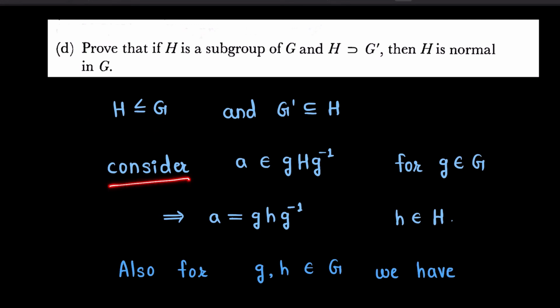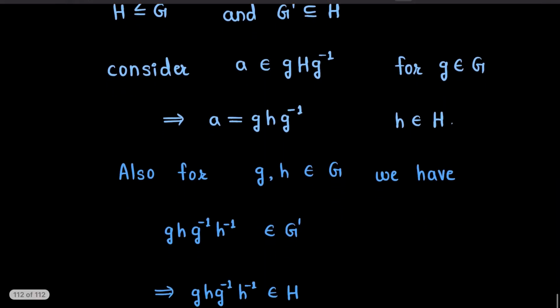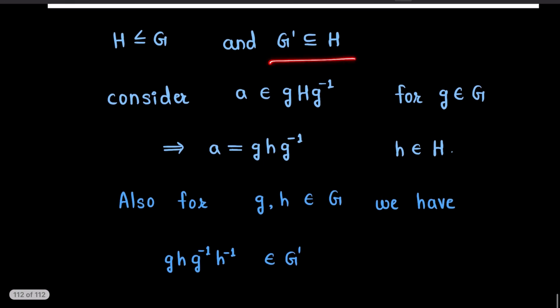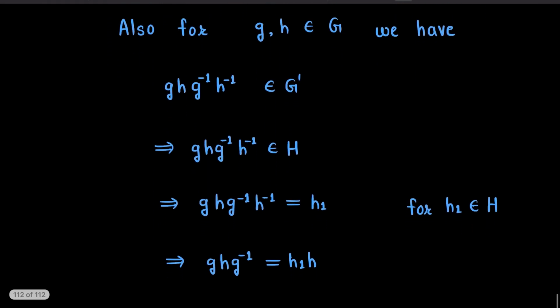Now consider an element, say a, in gHg inverse for some element g in group G. Then a will be equal to ghg inverse for an element small h in subgroup H. Also for elements g and h in group G, we have ghg inverse h inverse will be an element in G dash, and therefore ghg inverse h inverse will be an element in H, as G dash is a subset of H, so every element in G dash is also an element of H. Now as ghg inverse h inverse is an element of H, it will be equal to some h1, where h1 is an element of subgroup H.